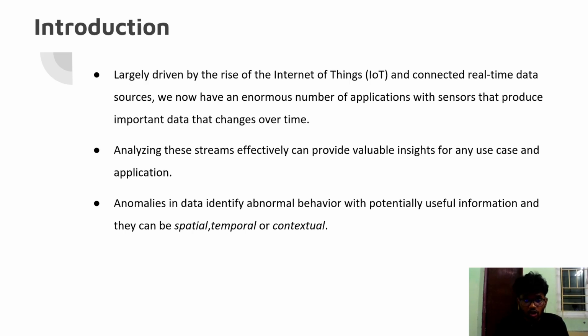What are anomalies? Anomalies in data identify abnormal behavior with potentially useful information, and they can be of different types such as spatial, temporal or contextual. I am going to now explain the differences between spatial and temporal anomalies using an example image.